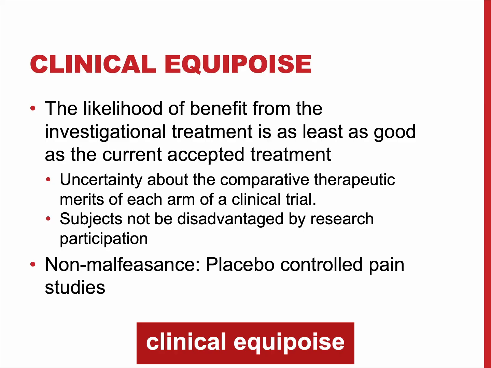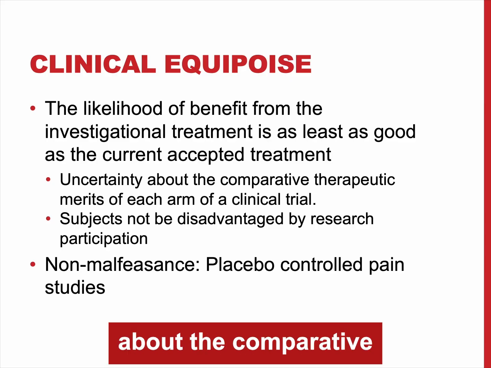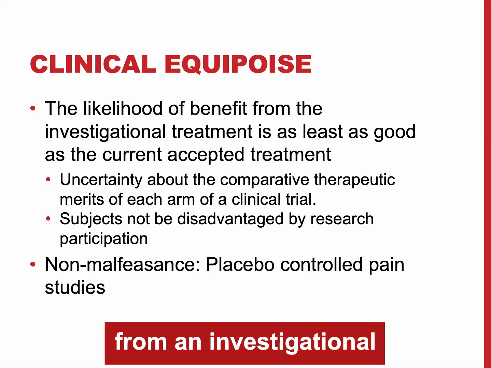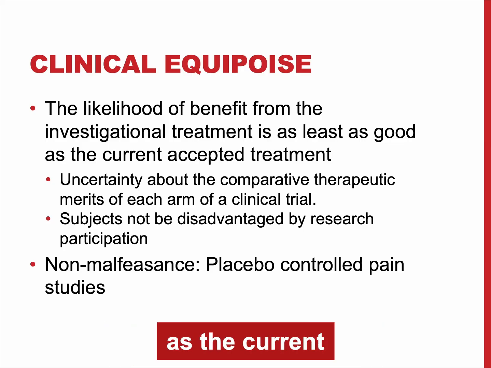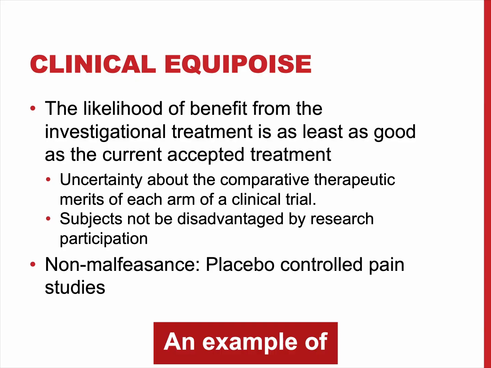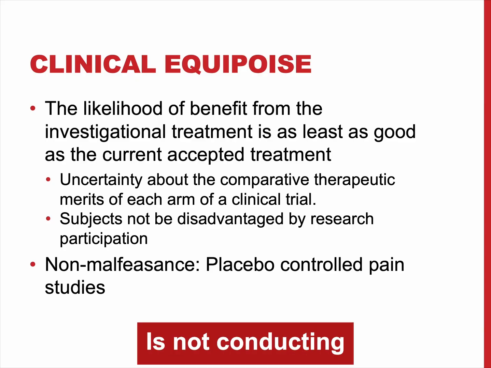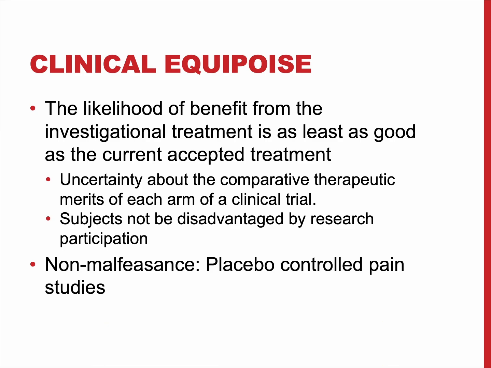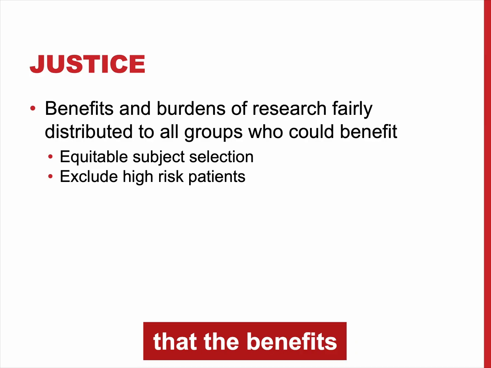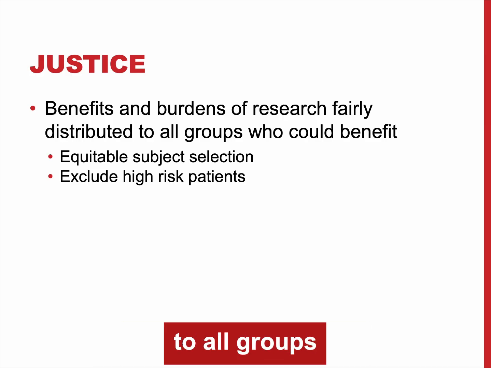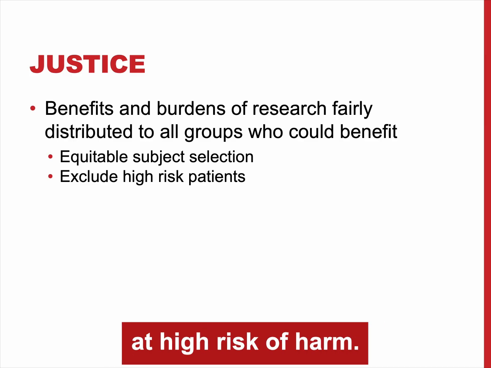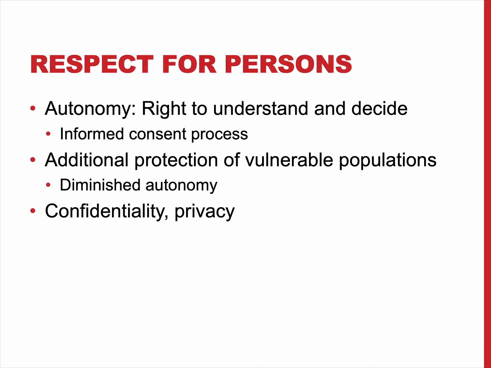The concept of clinical equipoise indicates that there is uncertainty about the comparative therapeutic merits of each arm of a clinical trial, and that the likelihood of benefit from an investigational treatment is at least as good as the current accepted treatment. An example of non-malfeasance or do no harm is not conducting placebo-controlled pain studies when adequate treatment for pain already exists. Justice indicates that the benefits and burdens of research are fairly distributed to all groups who could benefit from the research. This means equitable subject selection and excluding patients at high risk of harm. This manifests in the study recruitment process and enrollment criteria.